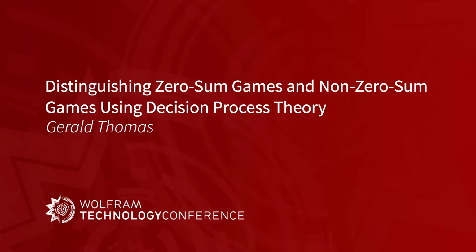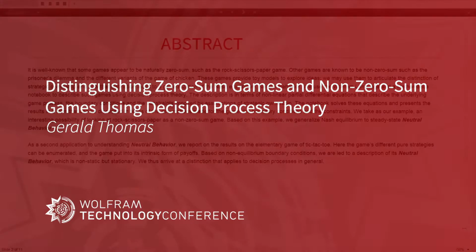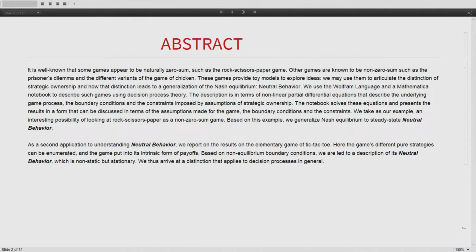My name is Jerry Thomas, and I'm going to talk today about some ideas of using game theory, and in particular a decision process theory, to investigate some ideas that are pretty simple that we all take for granted. And one of them is about decisions, like who owns a decision. When we make a decision, we usually think we own it, right?